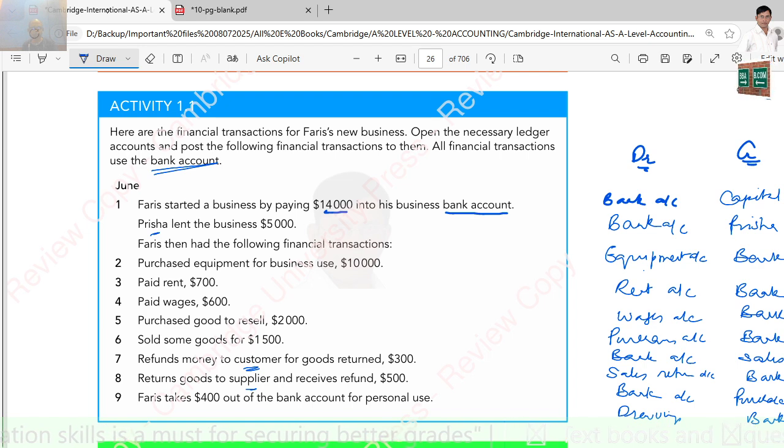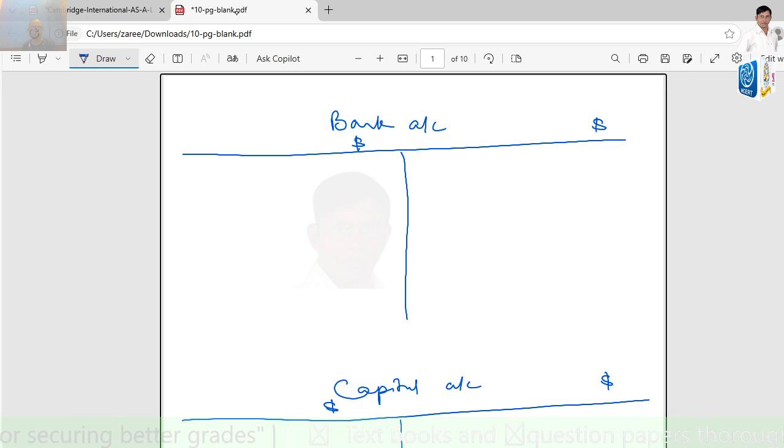So let us prepare ledger accounts: bank ledger account, capital ledger account, Prisha ledger account, equipment ledger account. All these accounts let us prepare. So this is the format. For the bank account, always this side is debit, this side is credit.